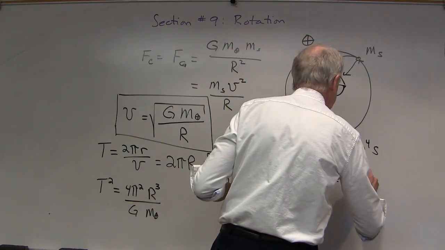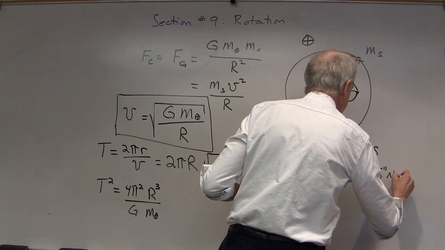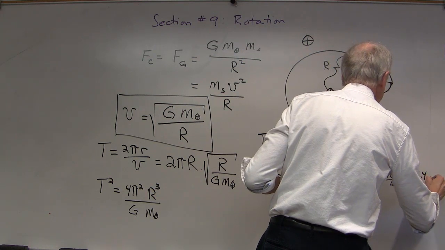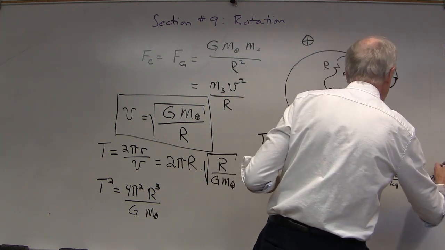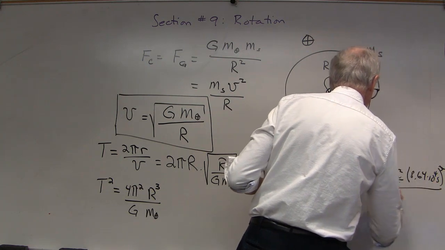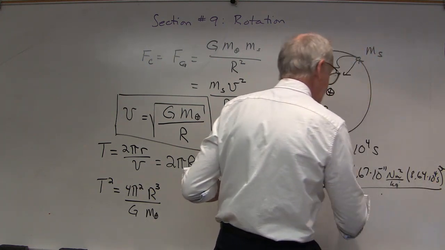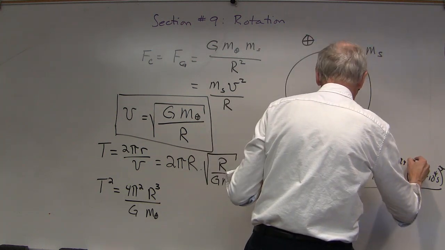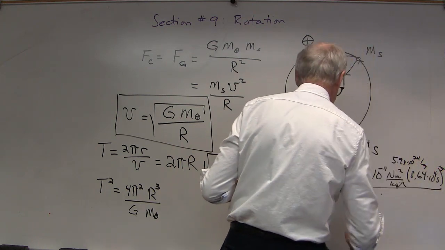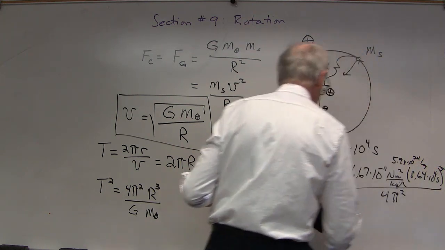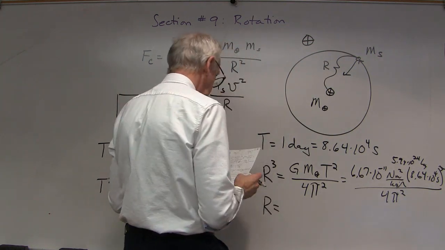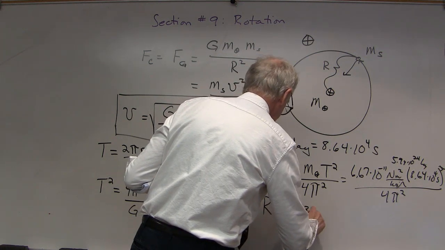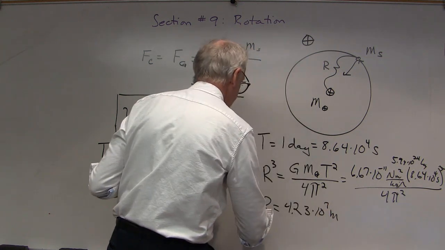G, 6.67 times 10 to the minus 11 newton meter squared per kilogram squared, times T, the 8.64 times 10 to the 4th seconds, squared, over, oops, I forgot the mass of the Earth there. Mass of the Earth, which is 5.98 times 10 to the 24th kilograms, and then divided by 4 pi squared, and what do we end up with? R is equal to 4.23 times 10 to the 7th meters.